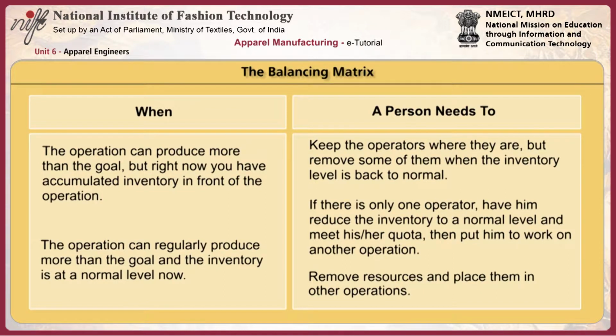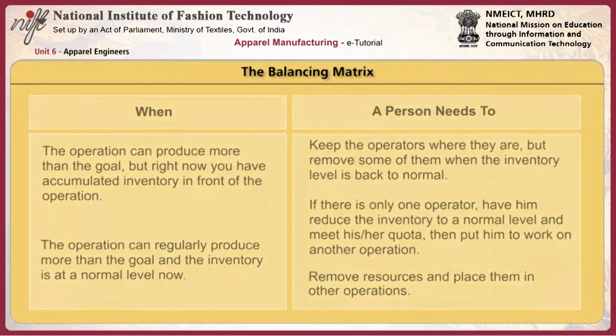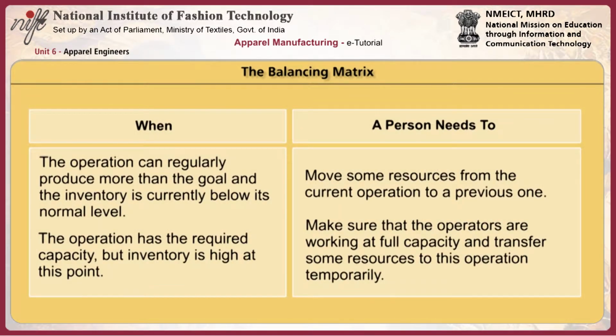When the operation can regularly produce more than the goal and the inventory is at a normal level now, remove resources and place them in other operations. This table explains what needs to be done in a particular situation. When the operation can regularly produce more than the goal and the inventory is currently below its normal level, move some resources from the current operation to a previous one.